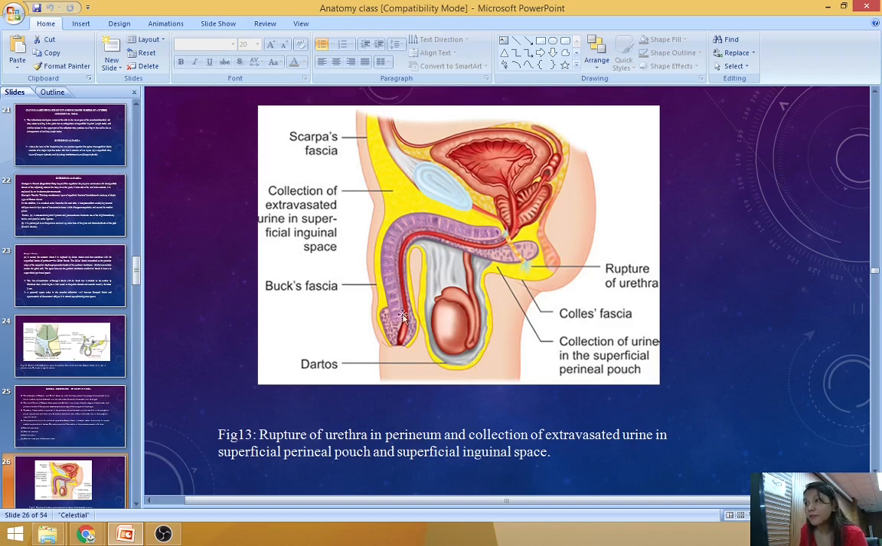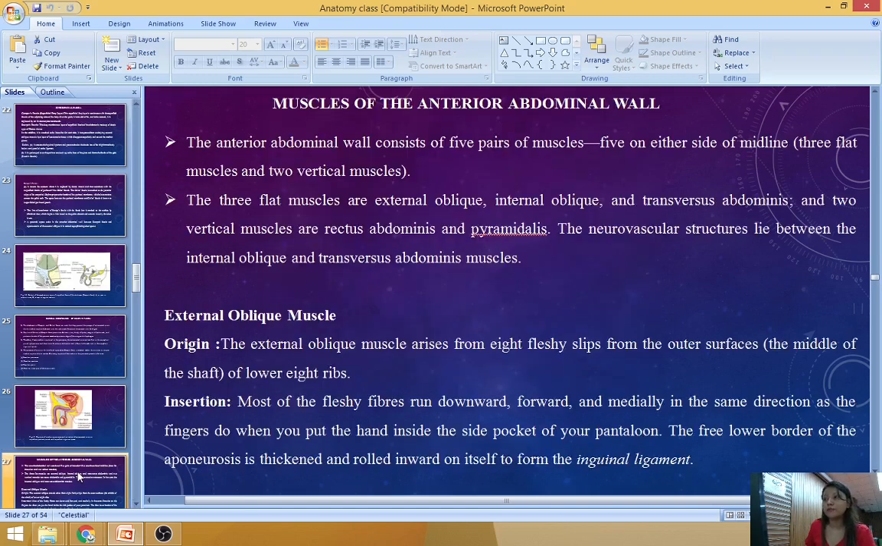In females, there will be swelling in the perineum. There will be urine deposition in the lower abdomen. But the urine will not go down below the thigh because of Holden's line. Yes, very good. Okay, means you have understood.